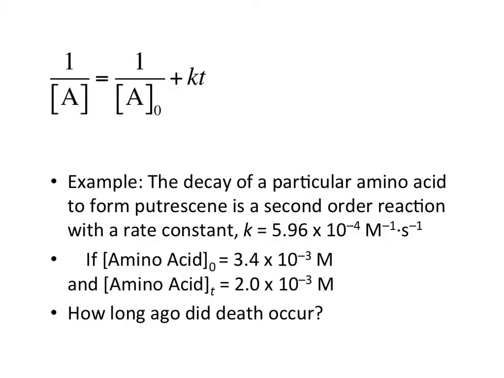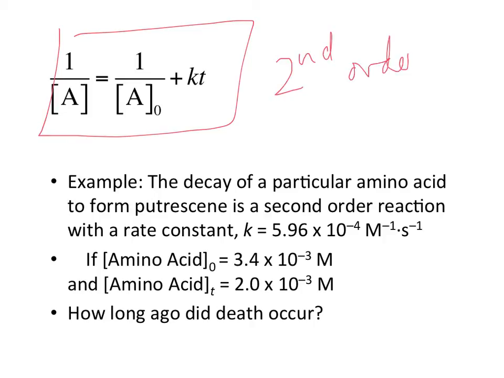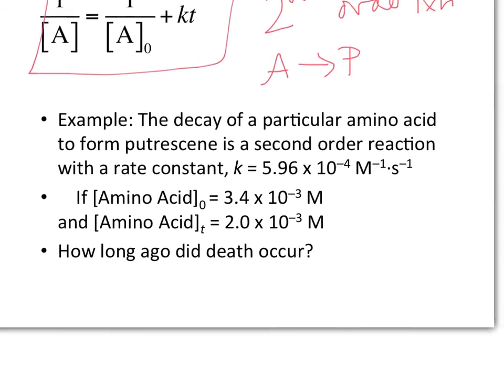Alright, so if you skip the last couple of minutes, basically what I did is I just derived this equation here. And so this says that 1 over the concentration of A at any time is equal to 1 over its original concentration plus the rate constant times time. You can derive it using calculus, or you can simply know that as long as you've got a second order reaction, and technically with a stoichiometric equation, A goes to P, then you can always use this expression here. So let's go ahead and look at an example.